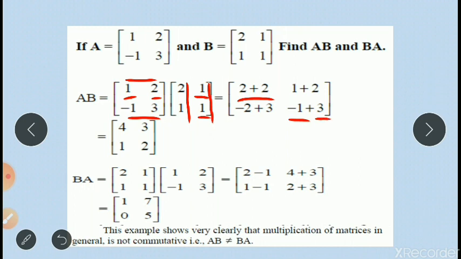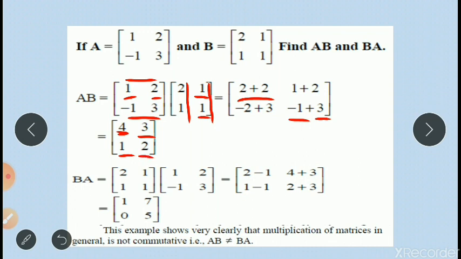Now we'll get this matrix. 2 plus 2 is 4. 1 plus 2 is 3. Minus 2 plus 3 is 1. That is 3 minus 2 is 1. Minus 1 plus 3 is 2. 3 minus 1 is 2.